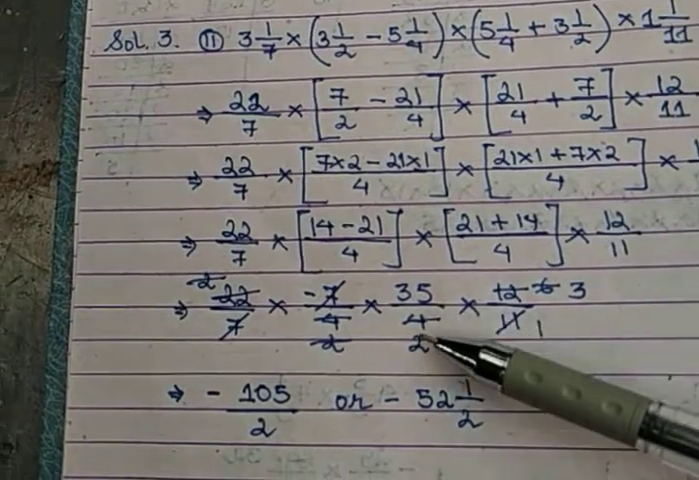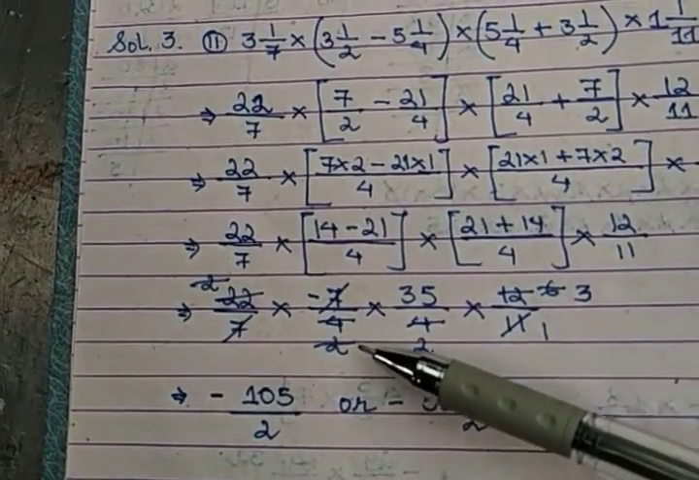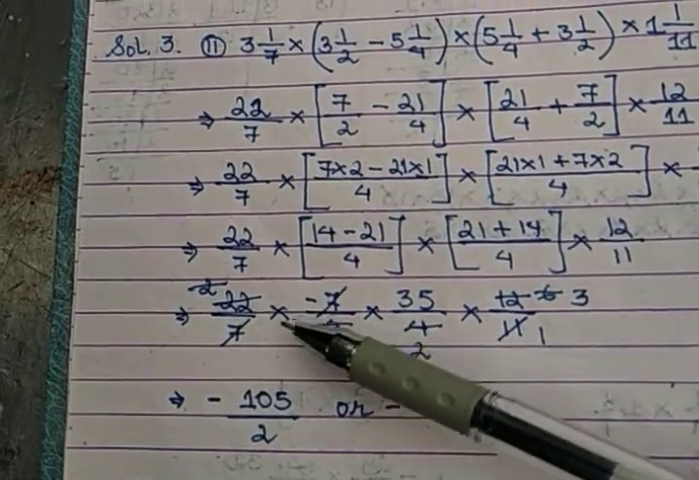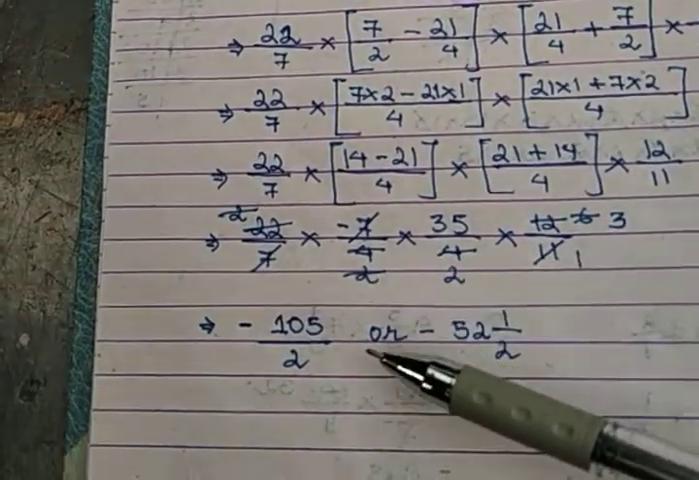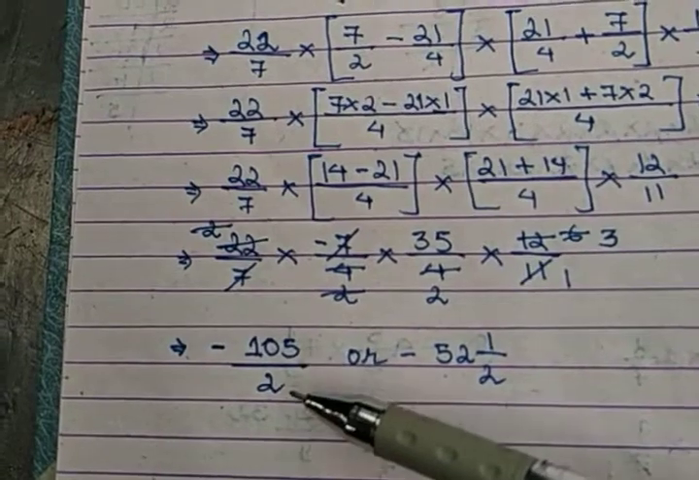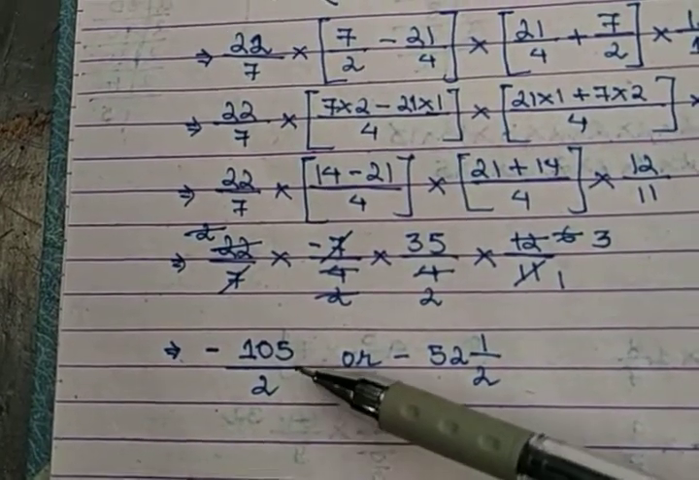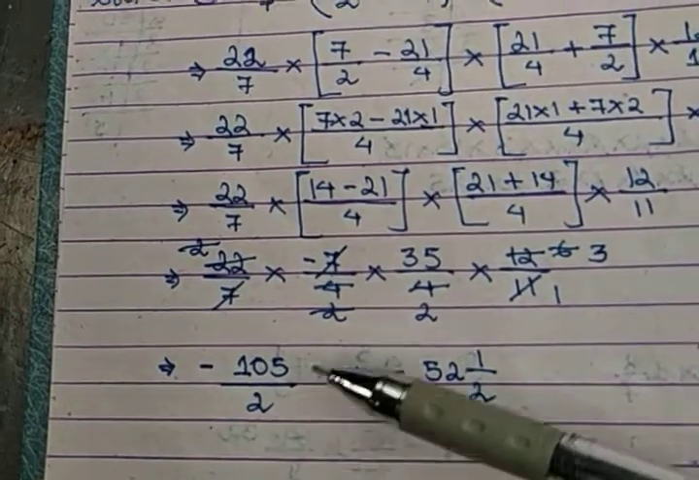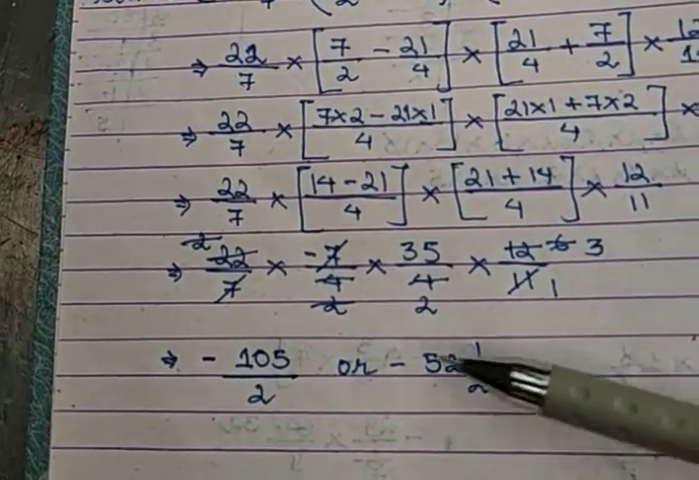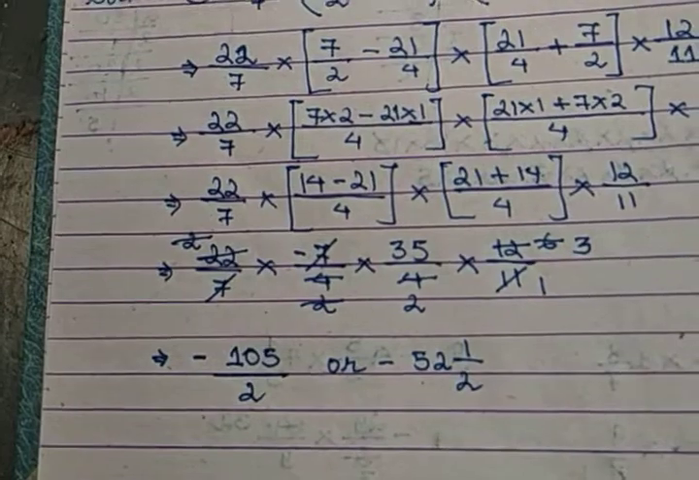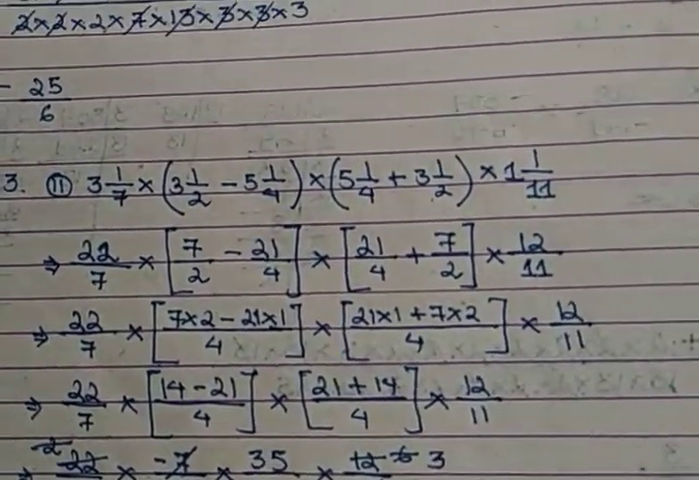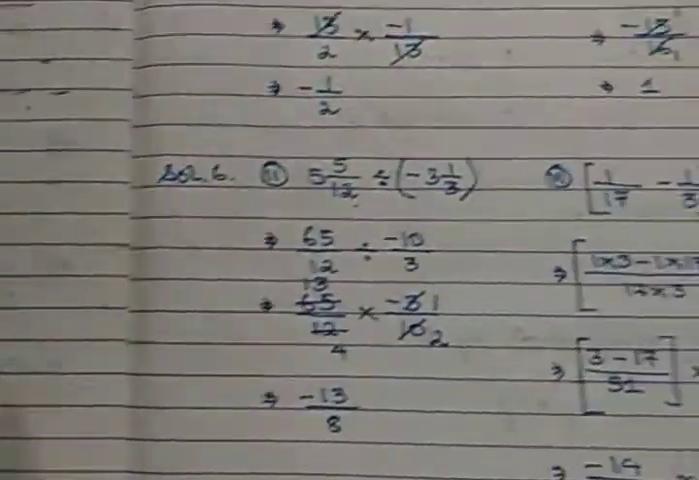Whatever I can cancel, I have cancelled. As I have already said, we can cancel the denominators and the numerators. After cancelling all that, I have got minus 105 divided by 2. Again, it was already in the simplest form. Yes, it can be converted to mixed fractional form. Those who want to convert can convert, or you can leave your answer in the simplest fractional form. Is it okay? I hope you have understood the multiplication of fractional forms.